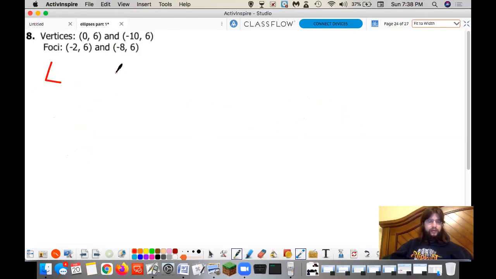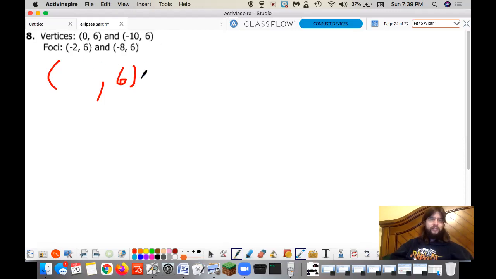Okay, the y value stayed the same. So my y value is going to be 6. It's going to be a horizontal ellipse. Notice this one. What does it give us? It gives us the foci instead of the covertices. But now we have to do a little bit of work.